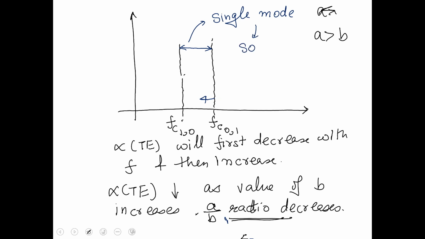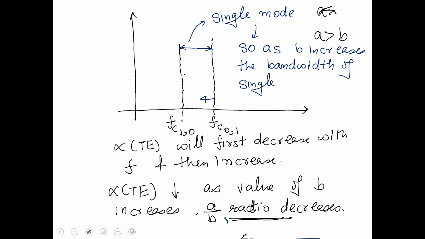So as B increases with respect to A, the bandwidth of single mode operation decreases. The frequencies at which only a single mode would be present, and most of the time we want that single mode, that bandwidth of single mode would keep on decreasing.